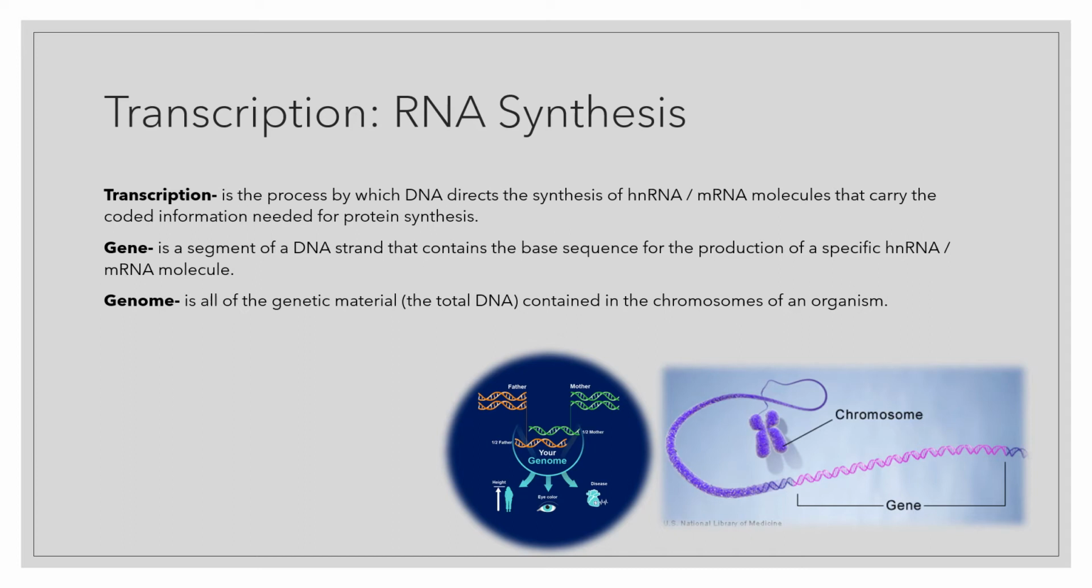So transcription is the process by which DNA directs the synthesis of the hnRNA, mRNA molecules that carry the coded information that is needed for protein synthesis. A gene is a segment of a DNA strand that contains the base sequence for the production of a specific hnRNA, mRNA molecule. In humans, most genes are composed of 1,000 to 3,500 nucleotide units.